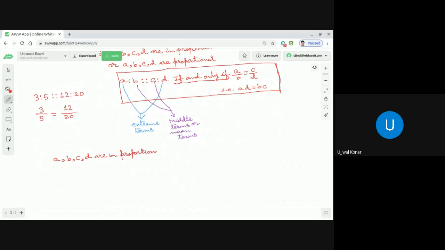A, B, C, D are in proportion if and only if A into D is equal to B into C. Let me write properly. This if and only if, let me give you an example so that you understand the purpose of writing it.